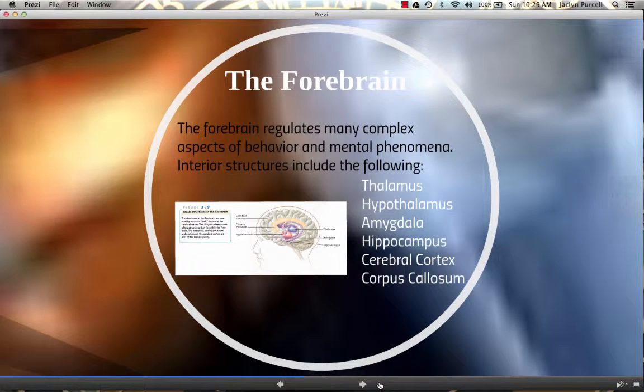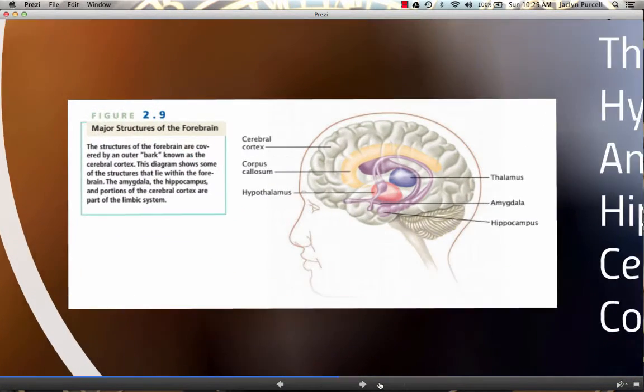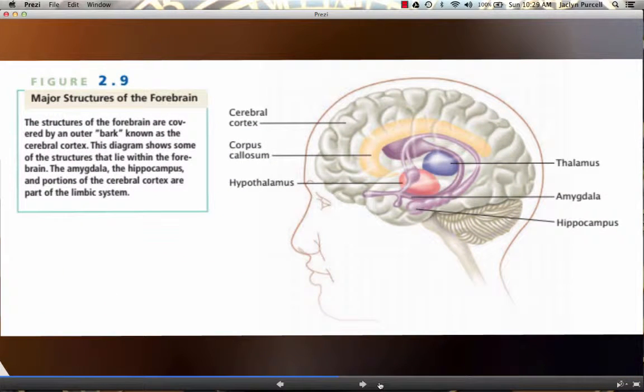The forebrain. The forebrain, the largest part of the brain, regulates many complex aspects of behavior and mental phenomena. Interior structures include the following: thalamus, hypothalamus, amygdala, hippocampus, cerebral cortex, and corpus callosum. Major structures of the forebrain.